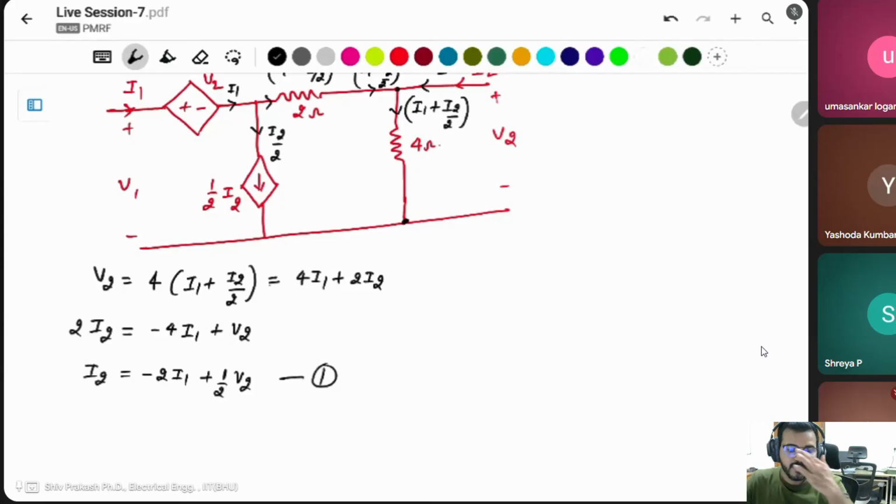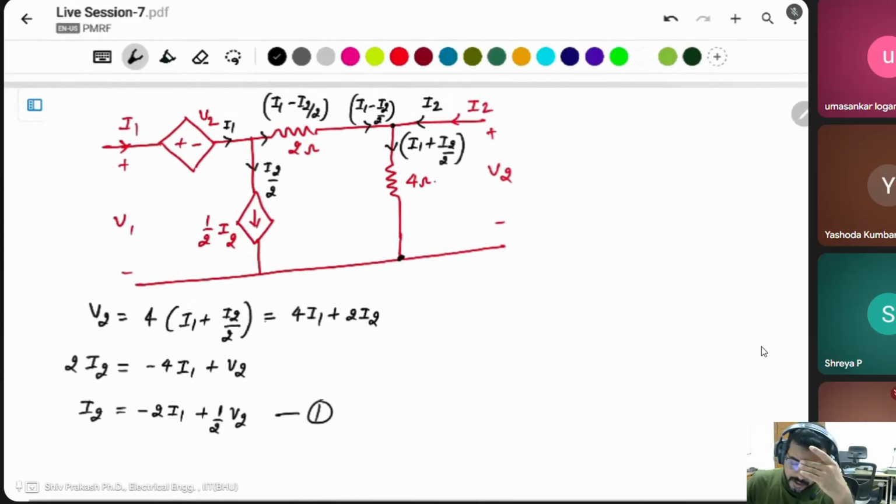Equation number first. Then you can't apply the KVL here in this loop. Why? Because I don't know about the voltage drop across the current source. Then you can't apply KVL. Then what happened? Okay, further you can simply apply KVL in this loop.